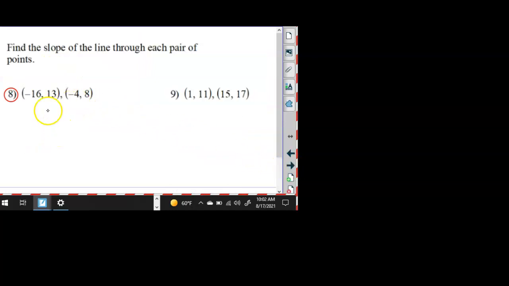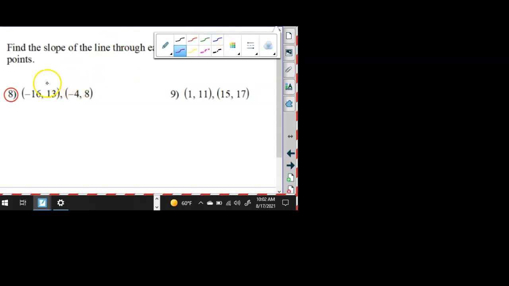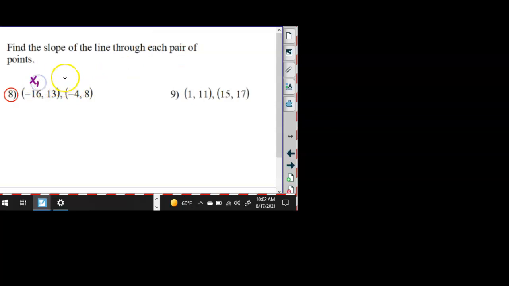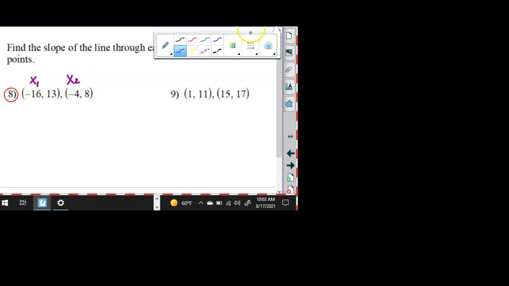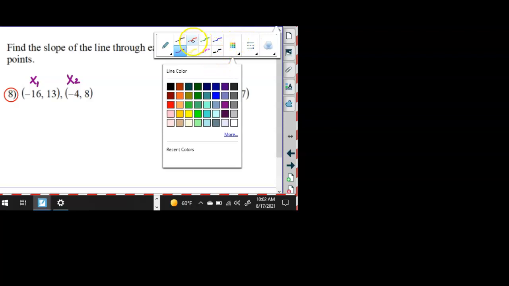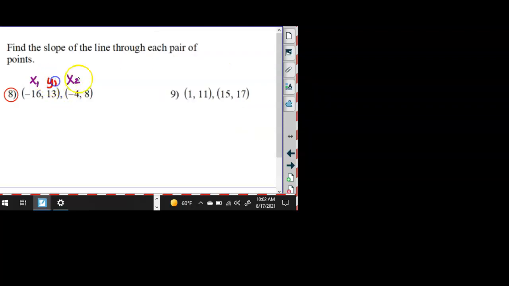All right, let's do number 8. I'm going to use a few extra colors on this one because slope somehow is the hardest one for students. Well, let's start with this. I'm going to call them X1 and X2. Now you can switch those around. If you want the other point to be first, it doesn't matter. And then I'm going to do the Y's in a different color.